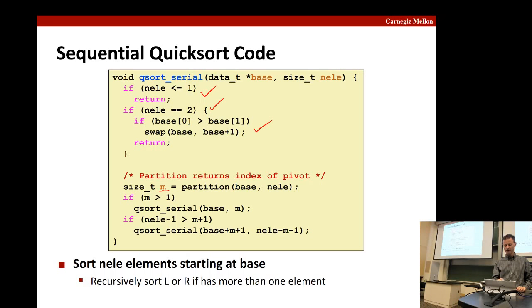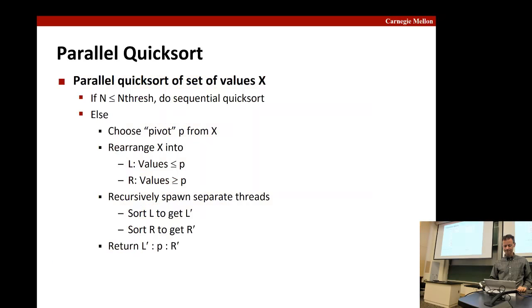But the normal case is that M is bigger than 1, and so you sort on that left half. Then similarly you check for the extreme where the item you picked as a pivot happened to be the greatest item, so there was nothing to be done to the right of it. But in the typical case there is something to be done to the right of it, and you go ahead and do that serially. Right, so recursively sort L or R if it has more than one element.